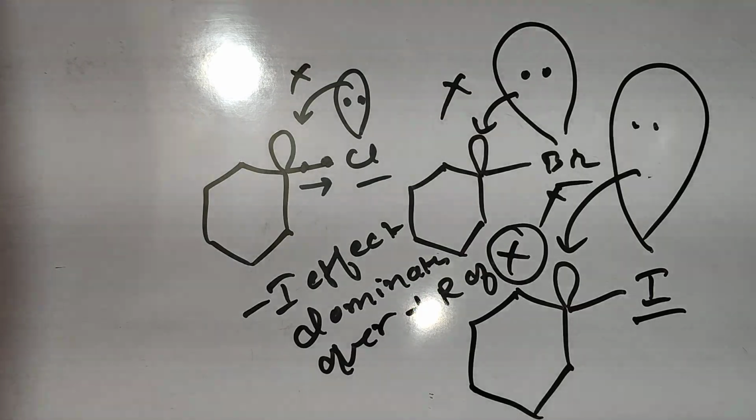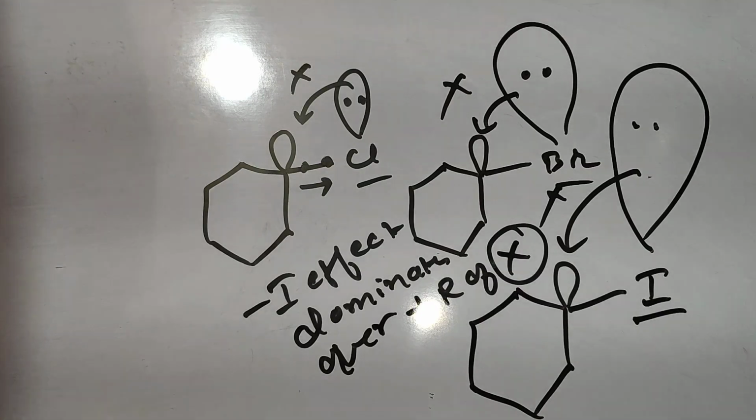Yes, fluorine and carbon atomic size is almost the same. Fluorine can show plus R effect very well as compared to these three. That's why I have not included it. In the next comparisons, I will include it.